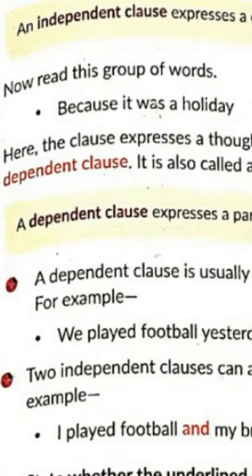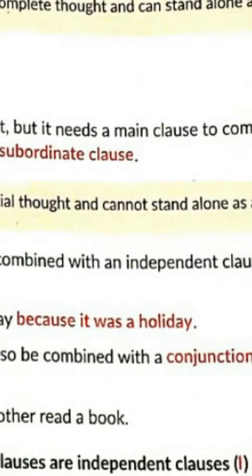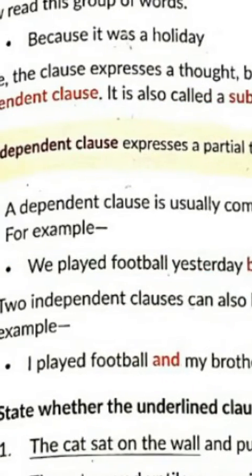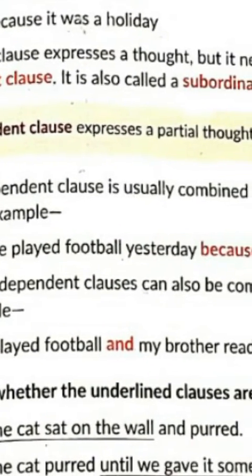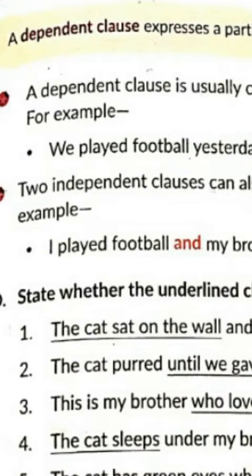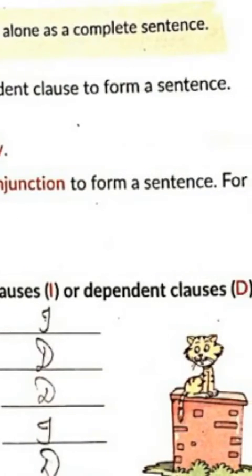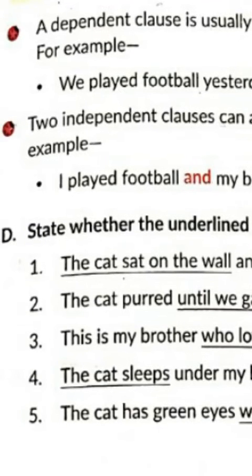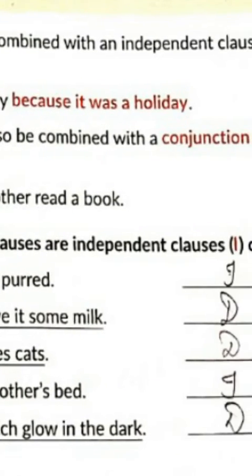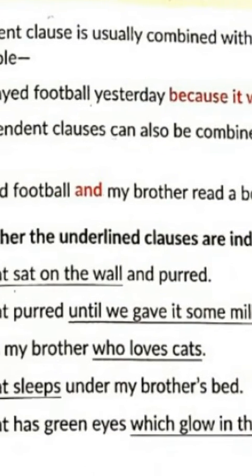And a dependent clause expresses a thought, but it needs a main clause to complete the meaning. It is also called a subordinate clause. A dependent clause is usually combined with an independent clause to form a sentence. We played football yesterday is an independent clause. Because it was a holiday is a dependent clause. So it's combined with the independent clause.